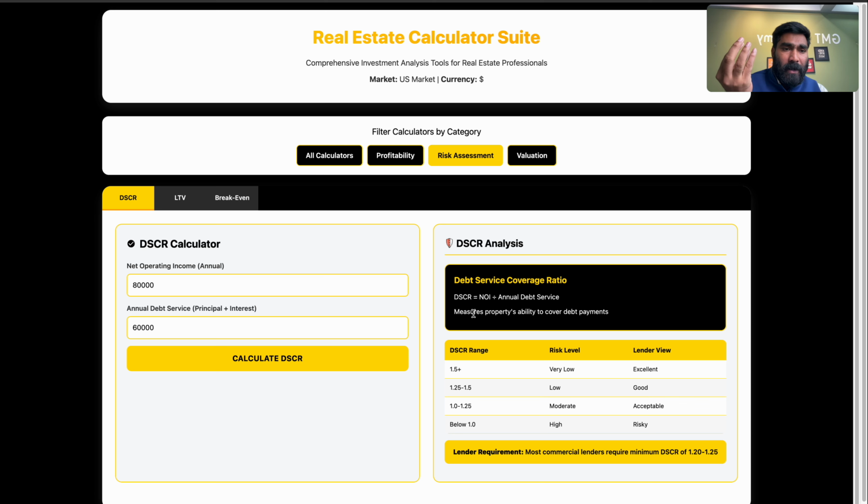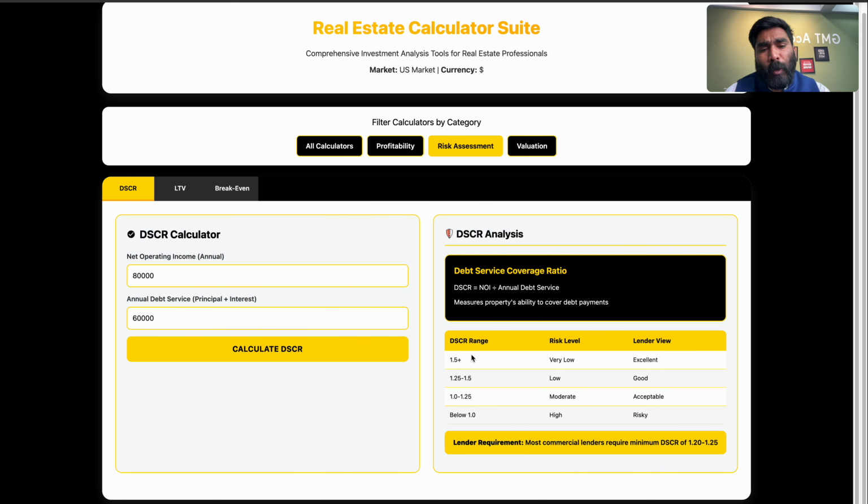Let's say you have a property worth 1 million and you have a debt of, let's say, 2 million. So this would be hugely risky, right? So what it means is your debt portion should be lower compared with the property value. That's how we calculate DSCR.